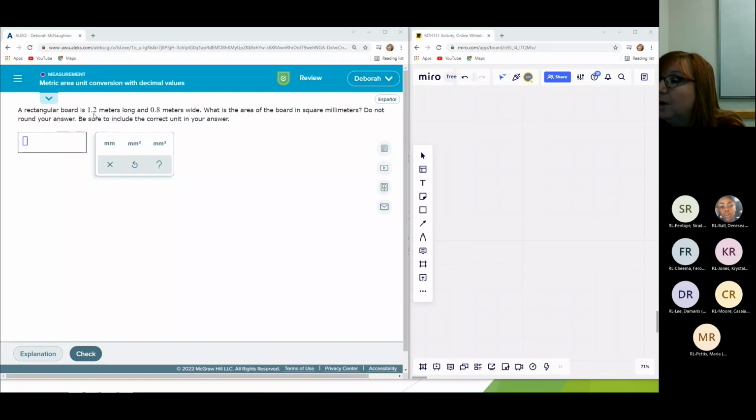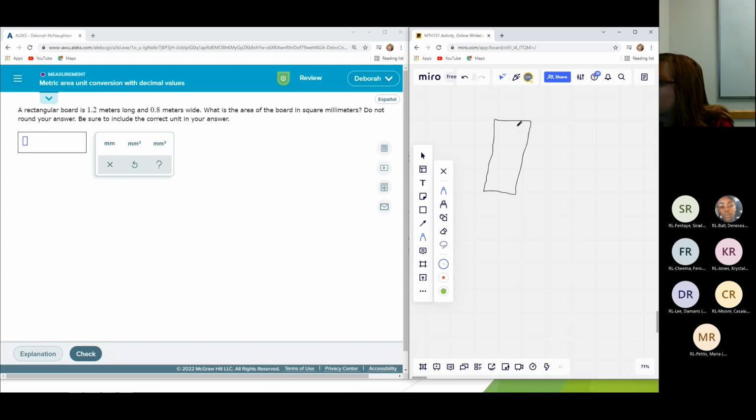Also kind of a little trick for these. A rectangular board is 1.2 meters long and 0.8 meters wide. What is the area in millimeters, sorry. So if we draw this, okay, it's 1.2 meters long and 0.8 meters wide. And then it wants the area in millimeters.